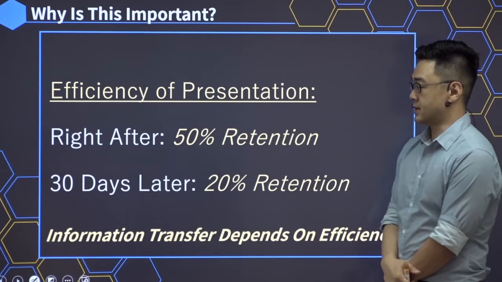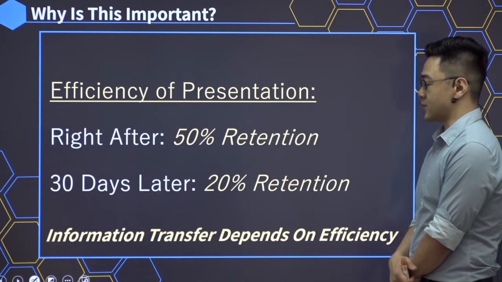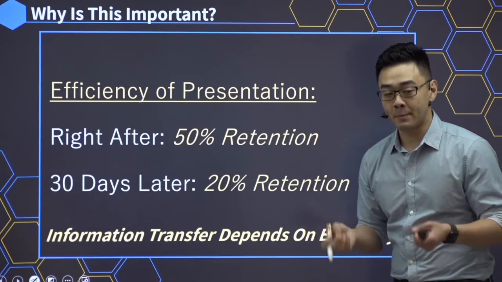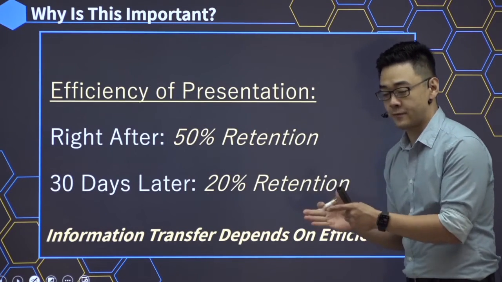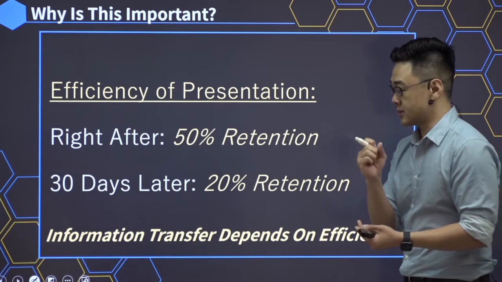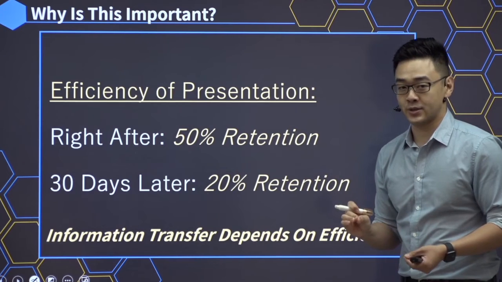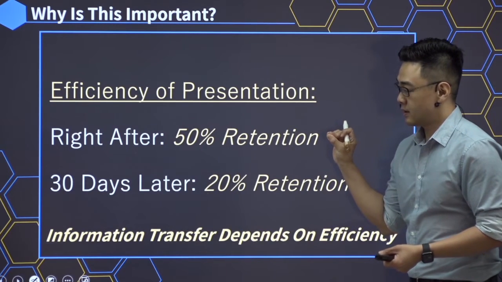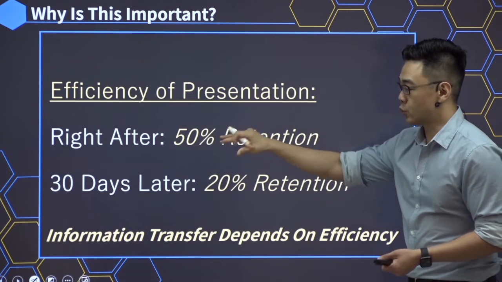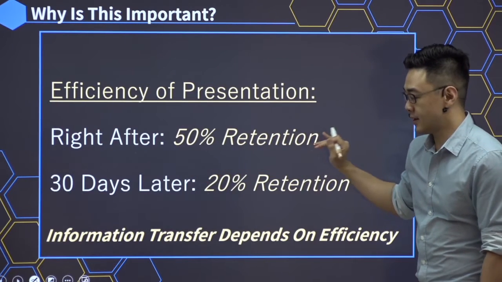Why is this important? Efficiency of presentation. Right after the presentation, 50% of the content is remembered. So as soon as the presentation finishes, the audience only remembers half of the things you said. 30 days later, 1 month later, only 20%. So your message has to be very, very accurate for them to remember within this 50%. Is there any accurate message that they can remember?